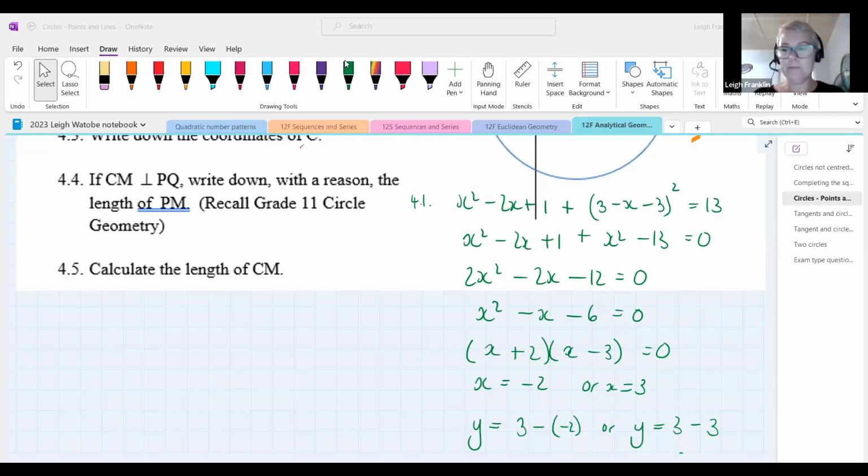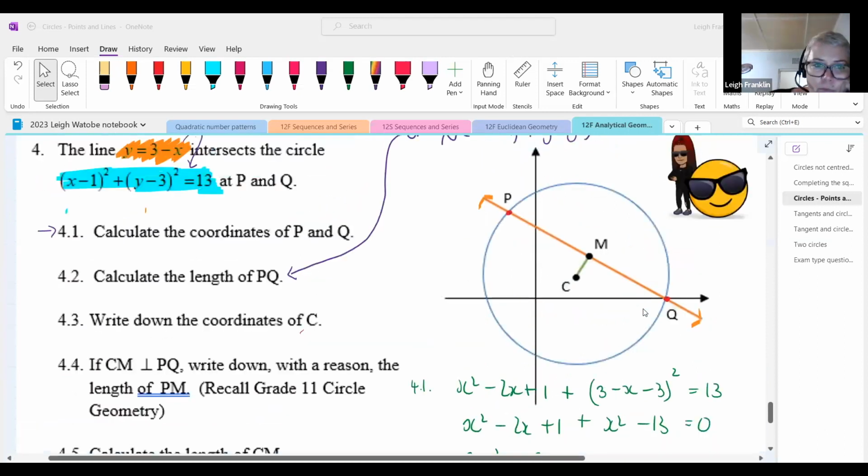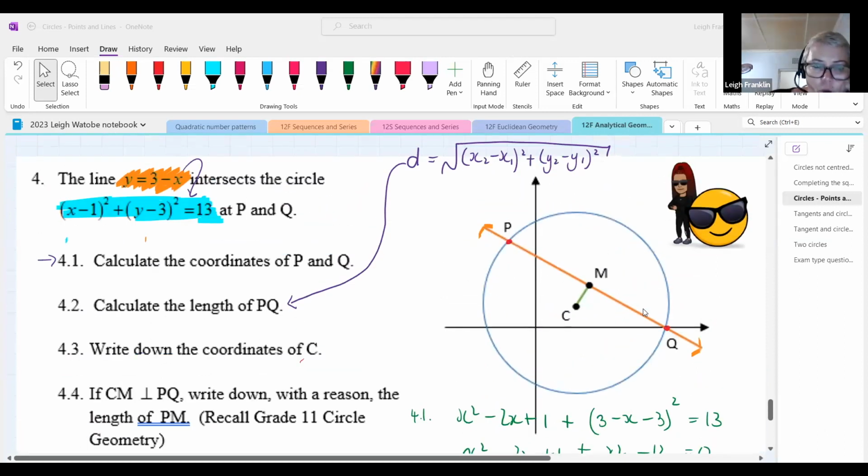Ma'am, you said we're multiplying this equation y equals 3 minus x from this other equation, right? We're substituting. So we're substituting 3 minus x where we see y in the other equation. Yes. Okay, ma'am, you know what I did first? I just expanded this equation, x minus 1 squared.